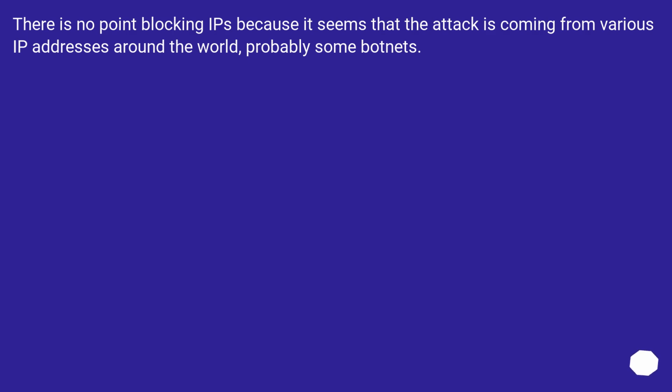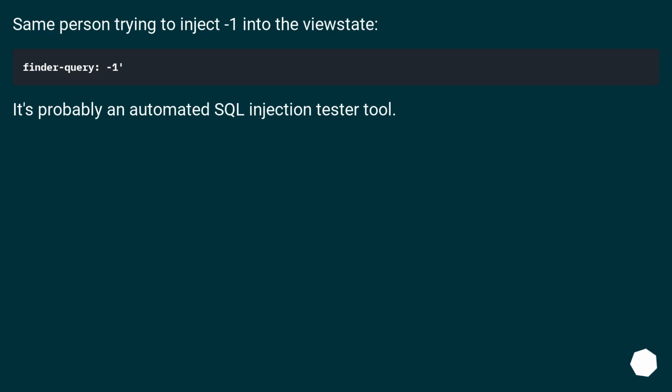There is no point blocking IPs because it seems that the attack is coming from various IP addresses around the world, probably some botnets. Same person trying to inject -1 into the view state. It's probably an automated SQL injection tester tool.